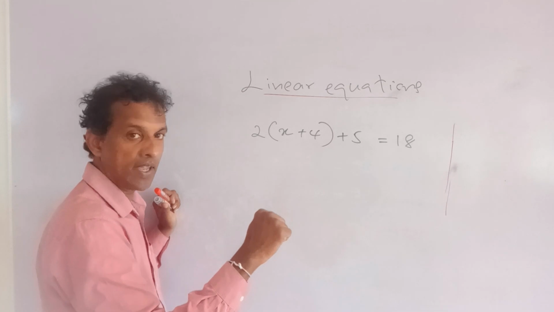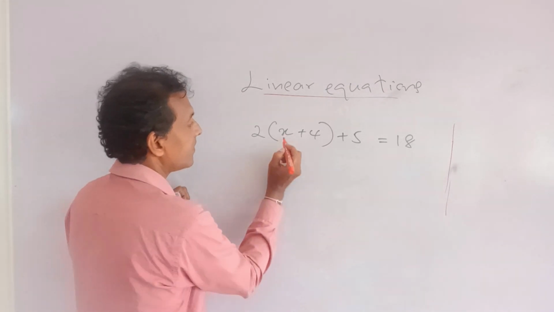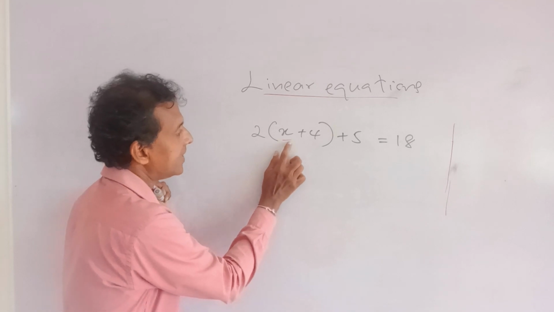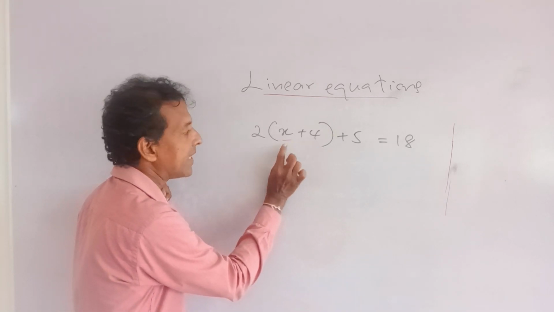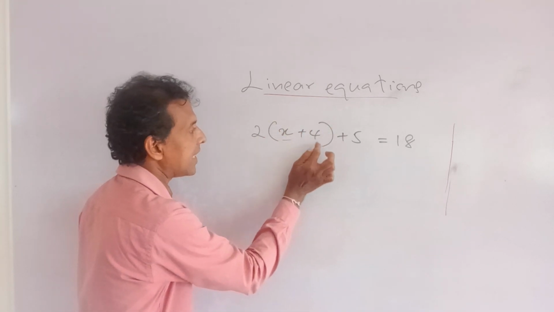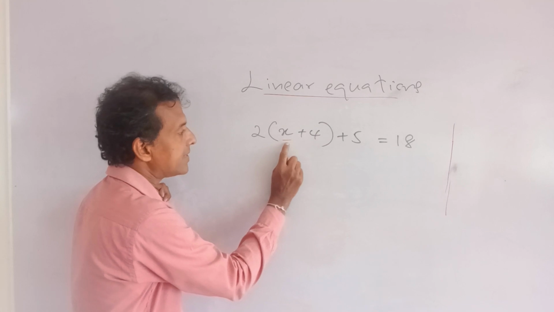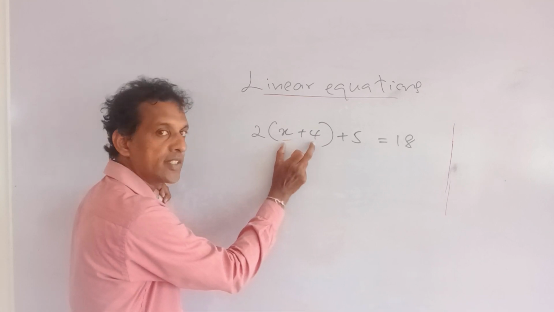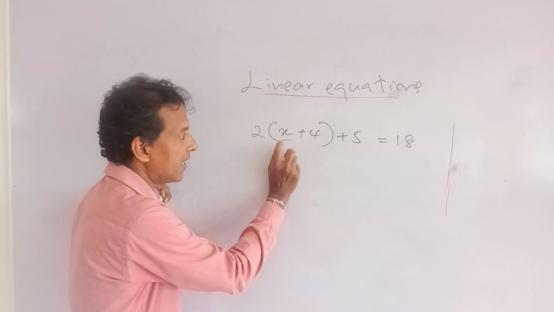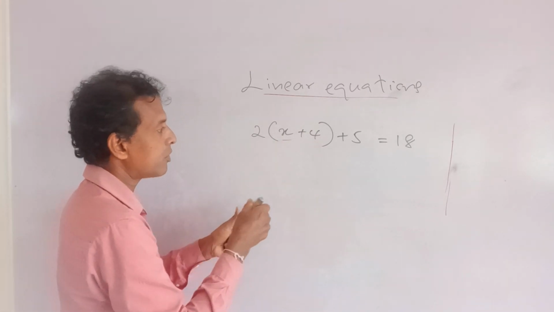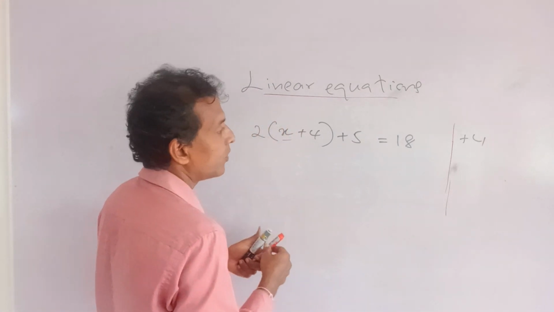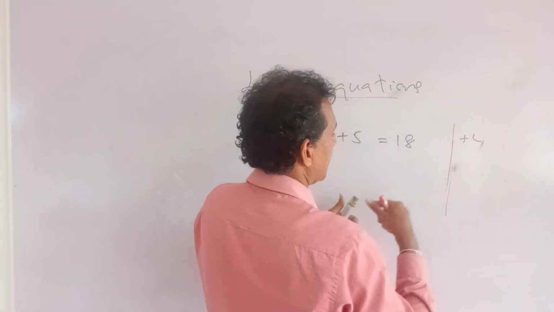You start with the variable. What is the variable? X. Now you can see the immediate operation with x. First we finish inside the bracket. Addition 4 is the first operation done to x. So we write the first operation is plus 4.